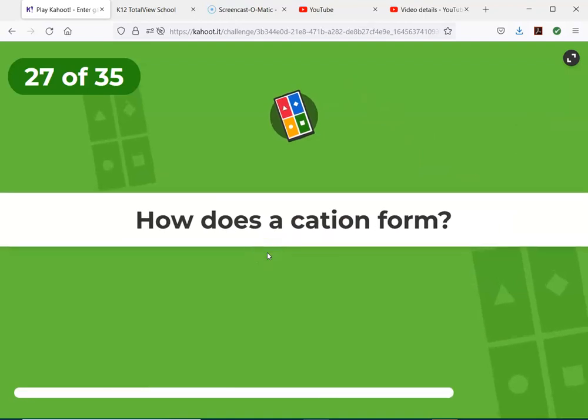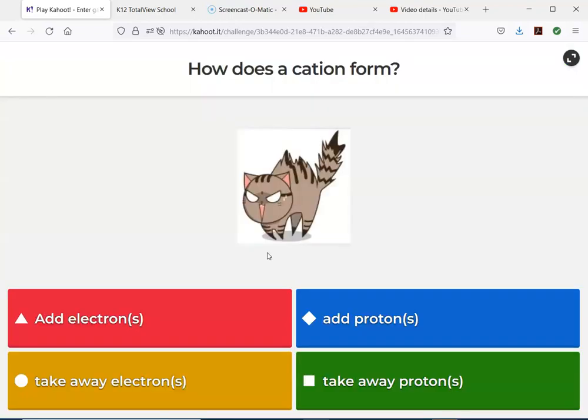How does a cation form? Okay, that is probably not it. It adds electrons. Well, electrons are negative. If you're adding electrons, you're adding in negatives. Negatives are anions, right? Add protons. Well, you can't add a proton and still have the same element, so that one has to be wrong.